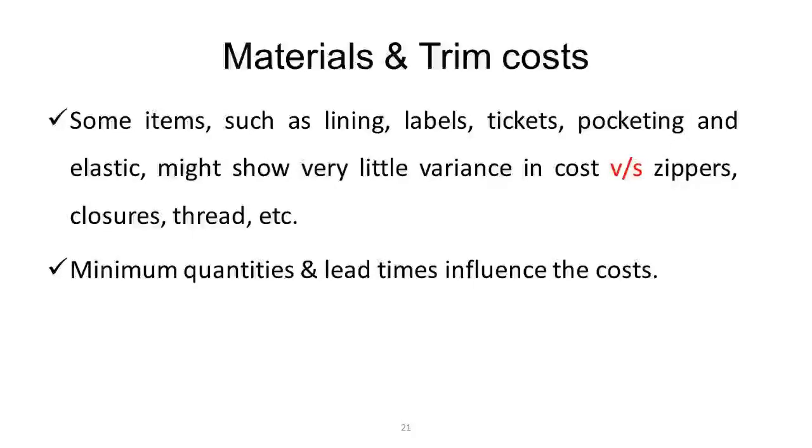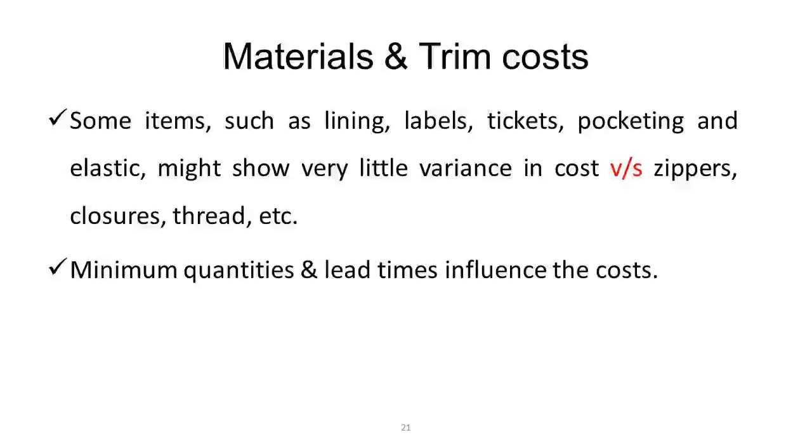So what is visible on the outside is the main fabric, and what is inside, if there are two fabrics, let's say two layers, so the layer which is visible outside is a shell, and what is inside is called the lining. So some items such as lining, labels, price stickers, pocket fabric, the fabric with which you make the pocket bags, and elastic, these might show very little variance in cost.